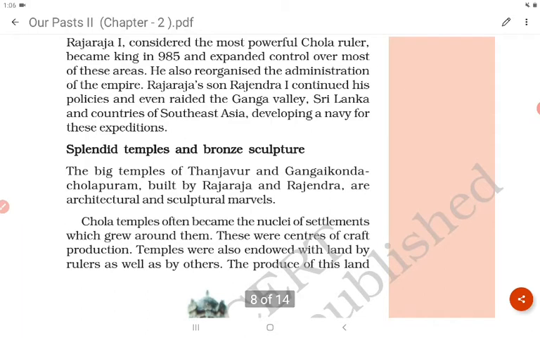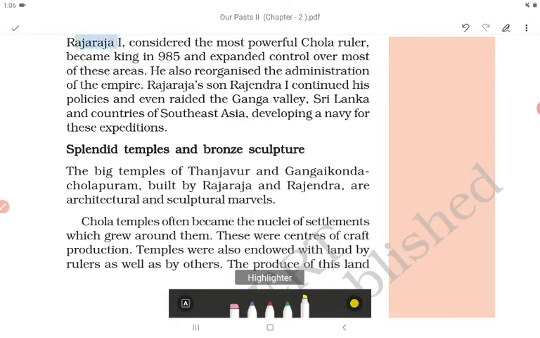Raja I, considered the most powerful Chola ruler, became king in 985 and expanded control over most of these areas. He also reorganized the administration of the empire. Raja's son Rajendra I continued his policies and even raided the Ganga Valley, Sri Lanka, and countries of Southeast Asia, developing a navy for these expeditions. So it was Raja I and Rajendra I. They expanded the Chola Empire.